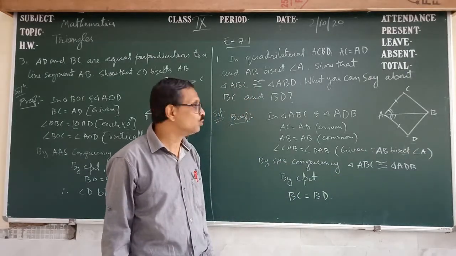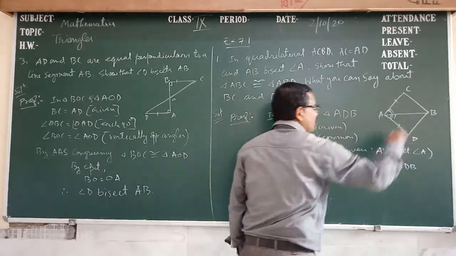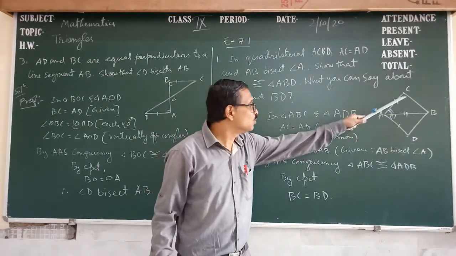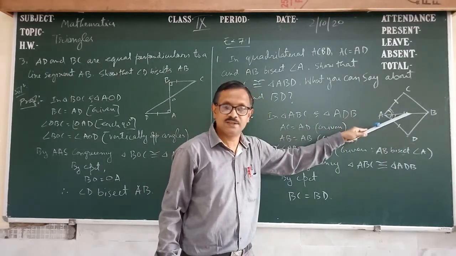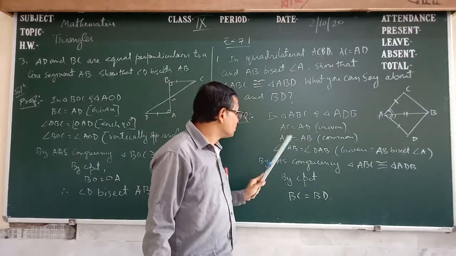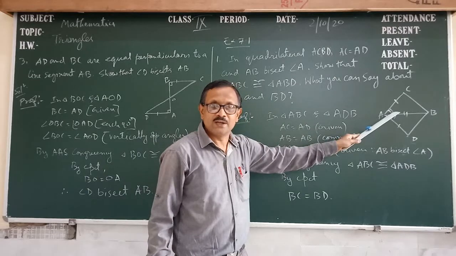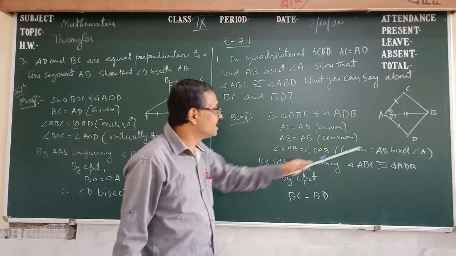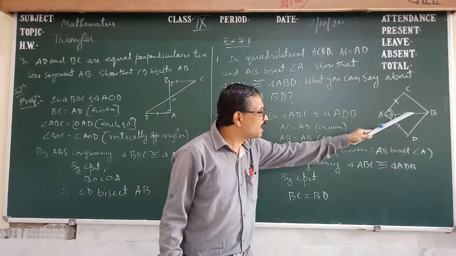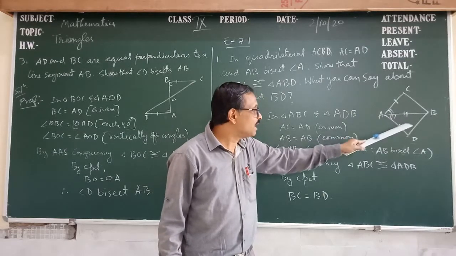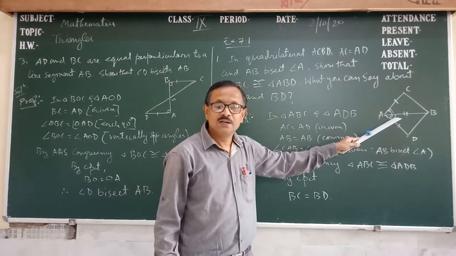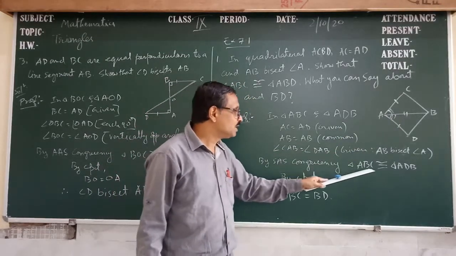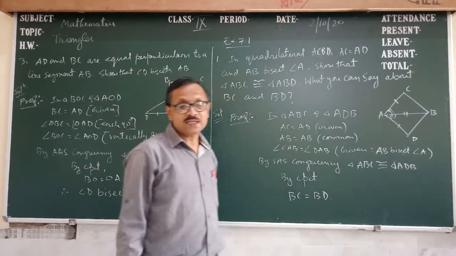Why is it SAS congruency? In triangle ABC, we consider AC and AB, and this is the included angle. So the condition is SAS: two sides and one included angle. Here in this triangle also, we consider AB and AD, and this is the included angle. So by SAS congruency, triangle ABC is congruent to triangle ADB.